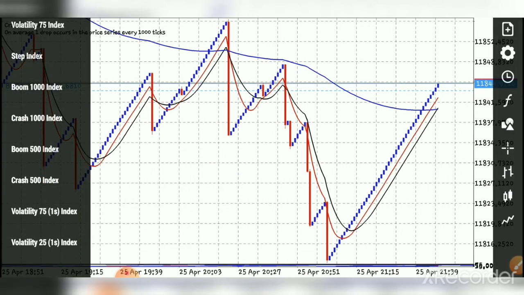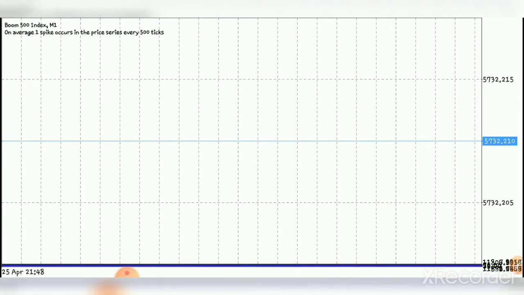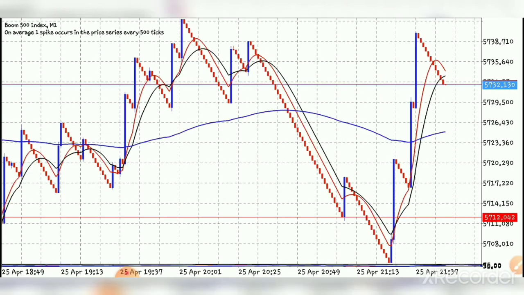So let me load boom 500. So this is boom 500. Let's allow the chart to load. Can you see? Instead of it going up, it's coming down. So the general trend for boom is usually down. You have to be selling to make your money there, if you want to trade the trend.